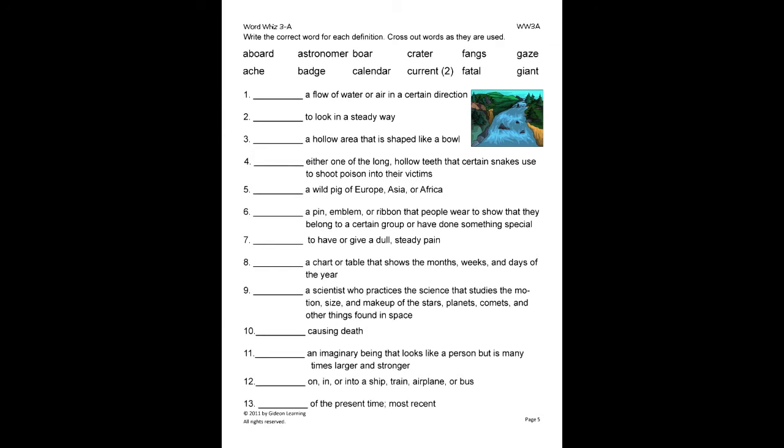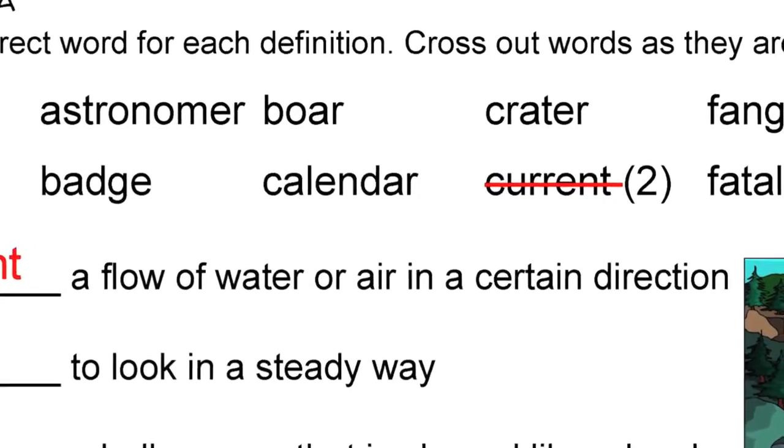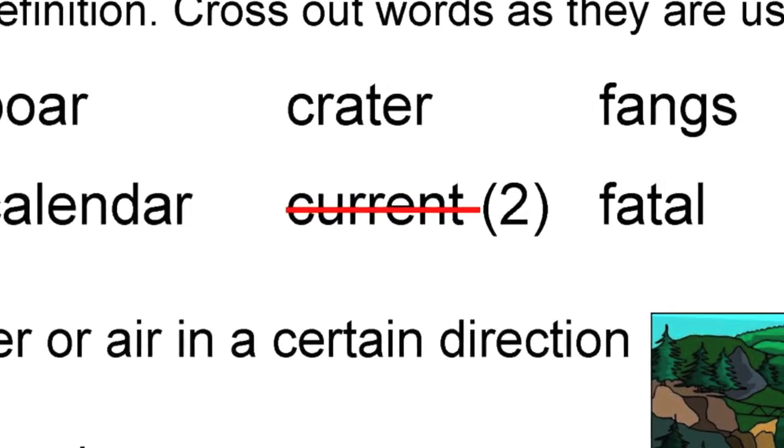On this exercise, the student will write the correct word for each definition. Cross out words as they are used. Let's do number 1, for example. A flow of water or air in a certain direction. Since we know this is the correct definition for current, we will cross out current and neatly write it on the line. Notice the 2 in parentheses next to the word current. This indicates this word will be used twice.